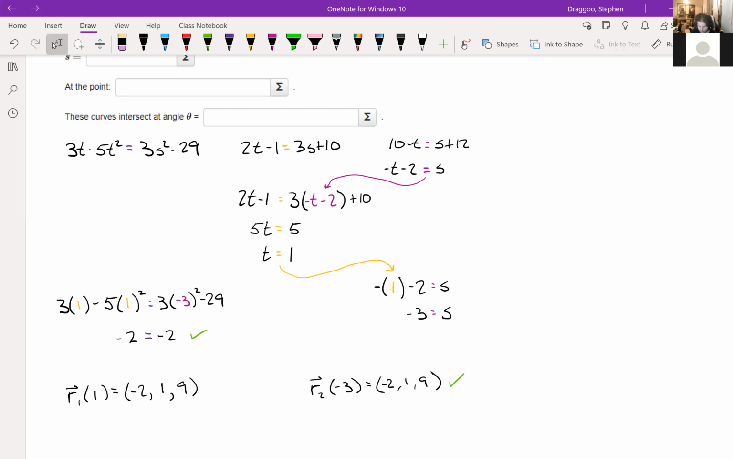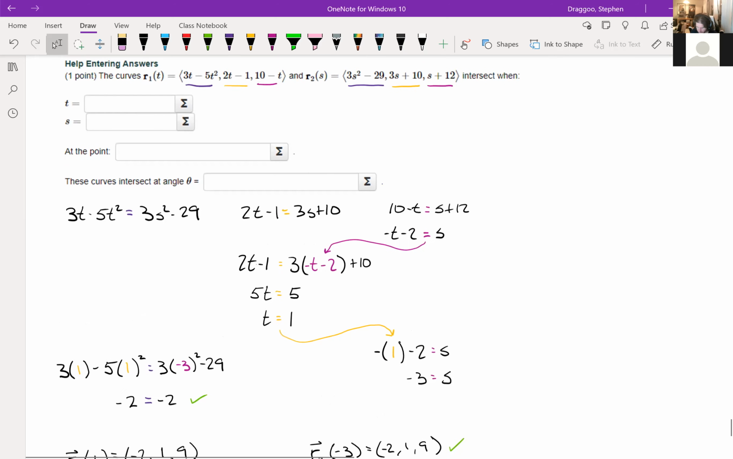How do I find the angle that these curves intersect at? And the way to do that is to find some tangent vectors at the point of intersection, and then find the angle between those tangent vectors. That seems like the easiest way, which means I'm going to end up wanting R1 prime and R2 prime. So let's go get those things.